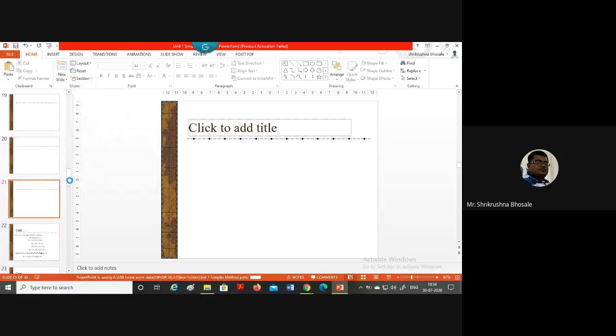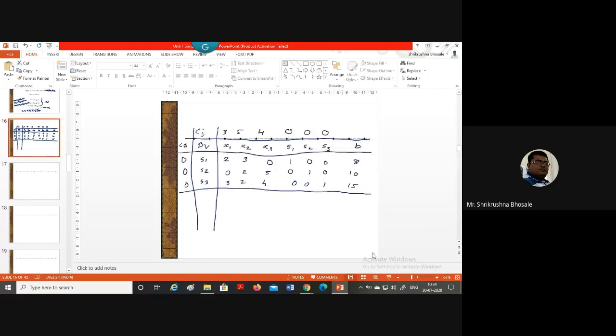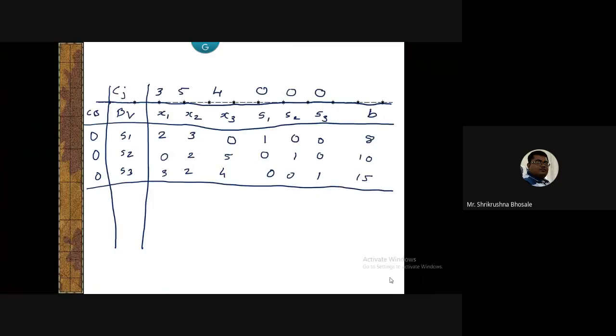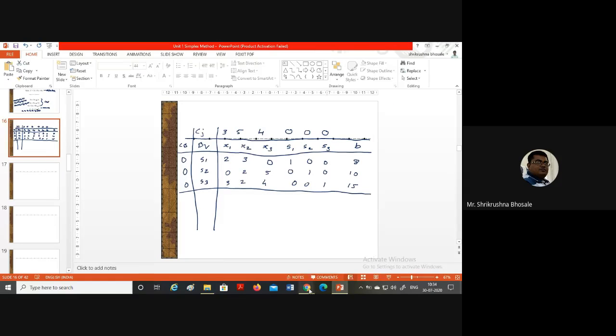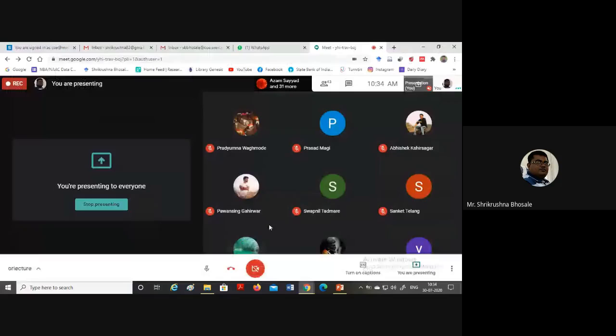So now I have added some blank slides so that it will not create problems further. Please solve this problem at your own level, at your own side.